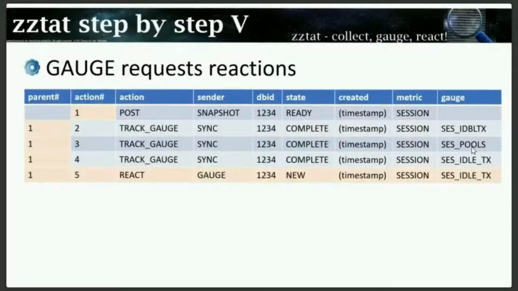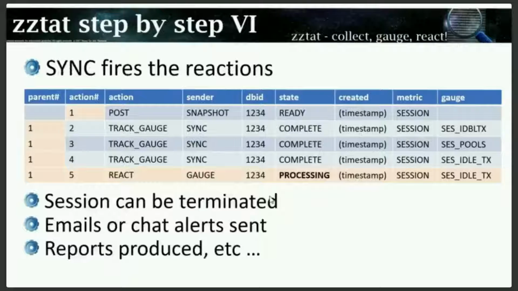So if the gauge detects that a threshold has been violated or has been hit, it can then create new tasks which will trigger reactions. So in this particular example, we can see that our parent task for the snapshot process now has 4 child tasks already, and it has a new task for the reaction that the gauge has triggered. Again, sync will see that, and it will then trigger that reaction.